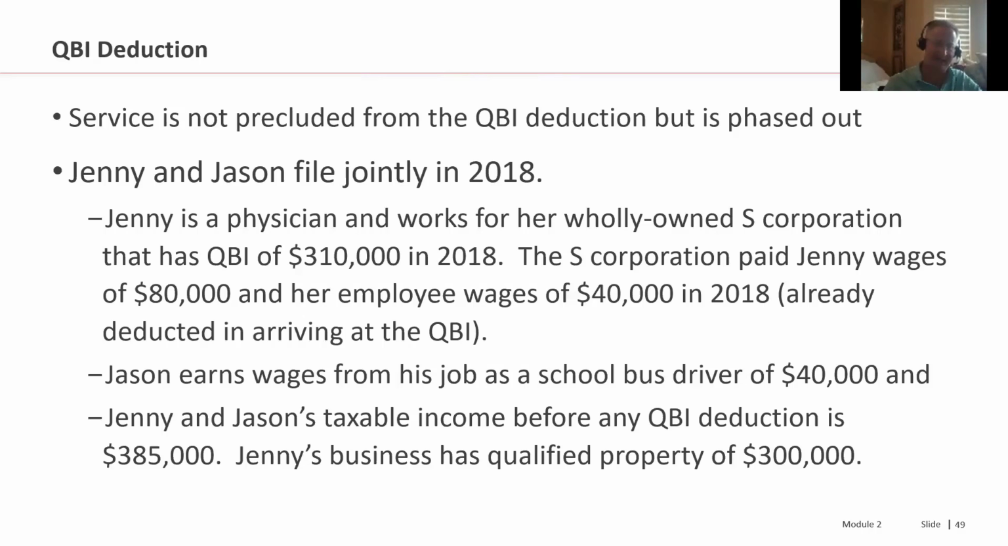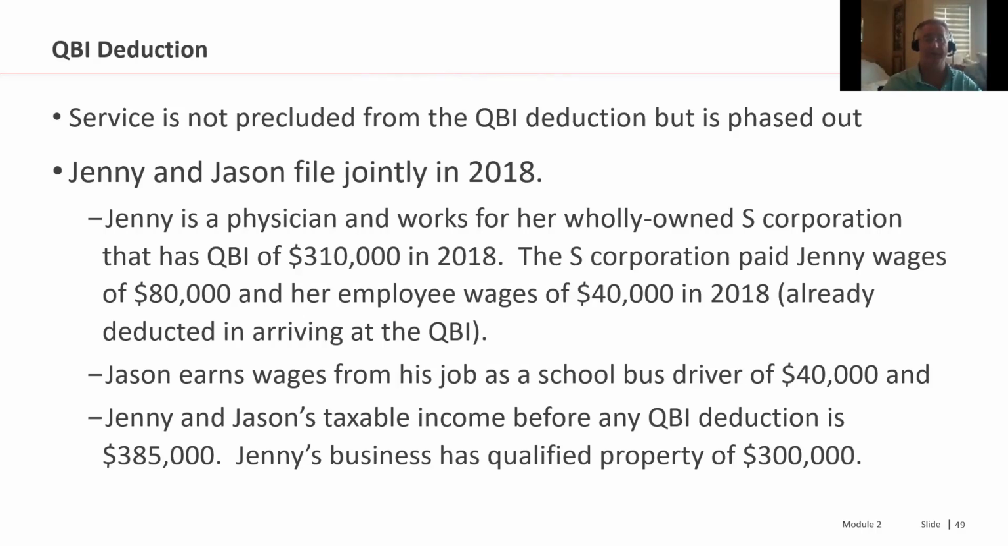So when we sit down and calculate Jenny and Jason's taxable income before any QBI deduction, it's $385,000 because she's doing okay as a physician. Jenny's business has qualified property of $300,000. Okay, now we need to apply the phase out to someone who is in excess of the limit, right? Their limit is $315,000. Their taxable income is $385,000. So they're above the limit. They're in the phase out.